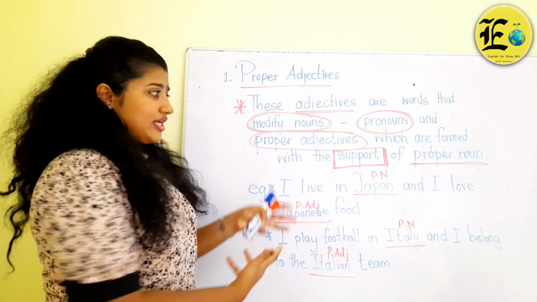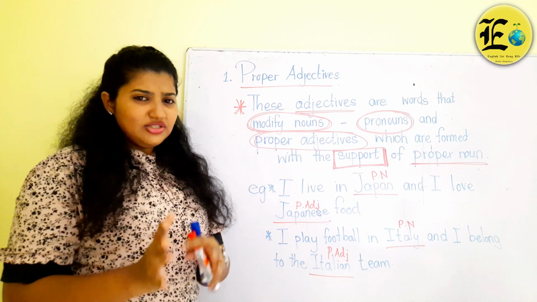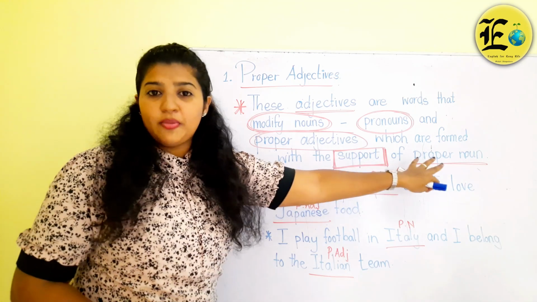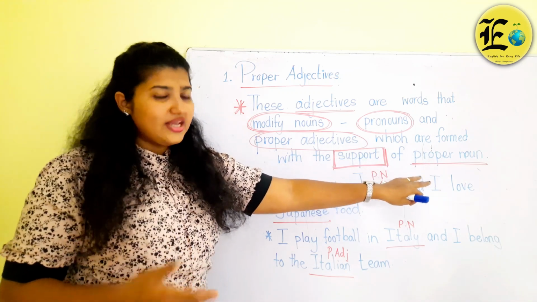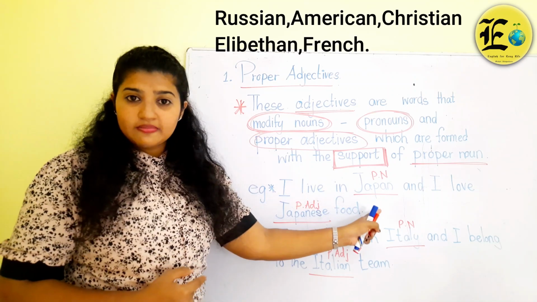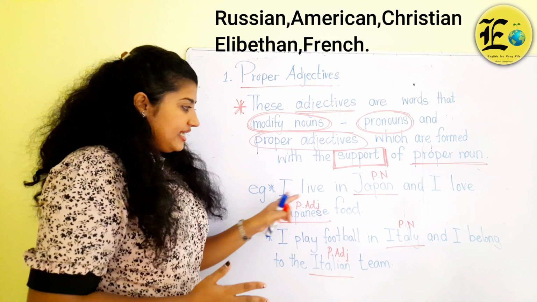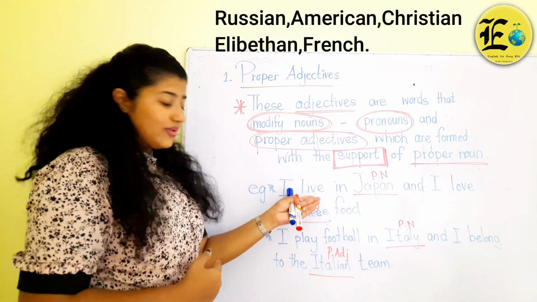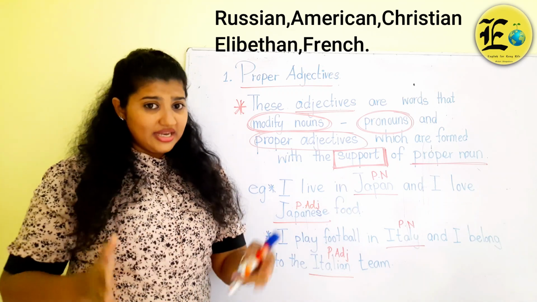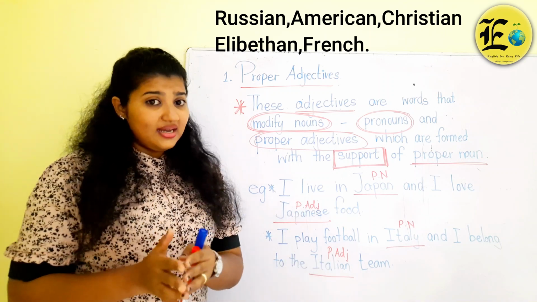Now, how is a proper adjective formed? They are formed with the support of a proper noun. So always remember, a proper adjective is formed with the support of a proper noun. Now you might get a conflict regarding what is a proper noun. Well, I'll describe it to you through an example. I live in Japan. So this first part of the sentence includes a proper noun. You have the subject, you have the verb live, and you have the proper noun Japan. A proper noun is a name given to a person, a country, a place, or a particular thing.